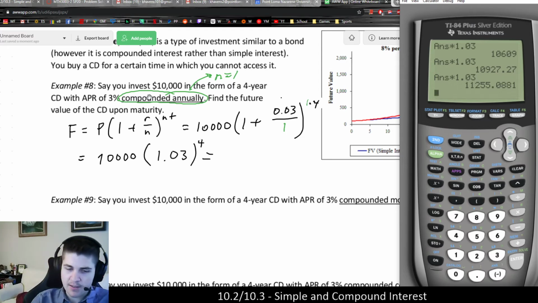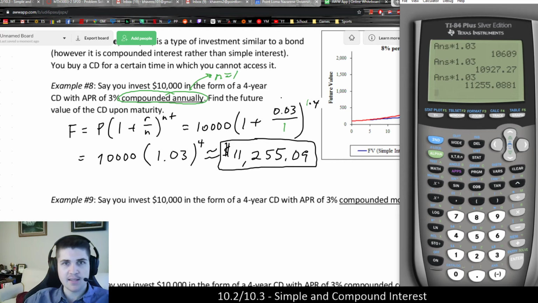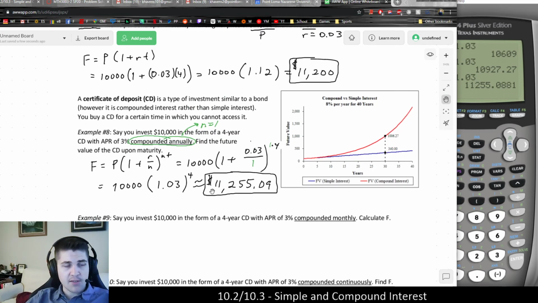But anyways, that approximates to about 11,255.09. And with finance, we round our answers to the nearest cent because there's no digit in money smaller than the penny. So you can always just round to the nearest hundredth. You don't have to worry about rounding any differently, especially if it's not specifically stated. But anyways, this would give us the balance of our CD when it's finished.